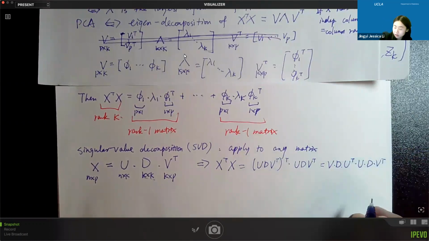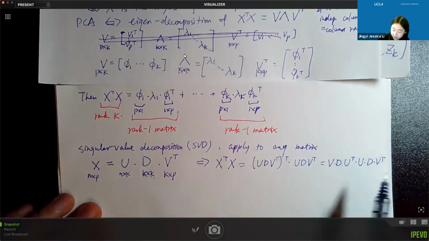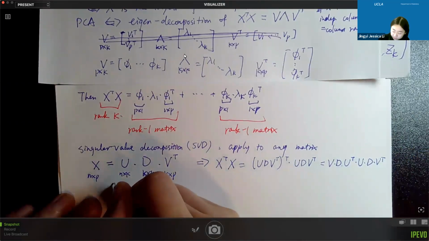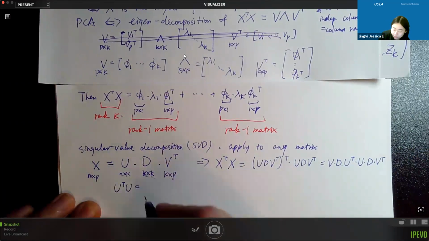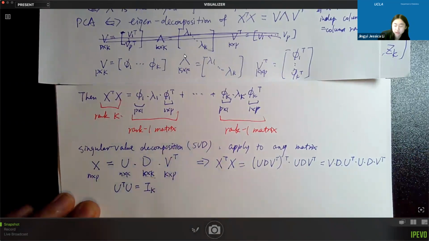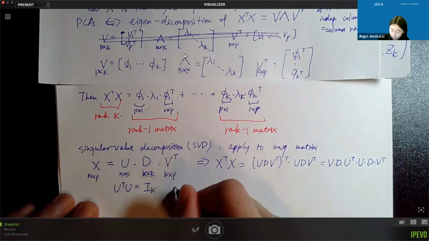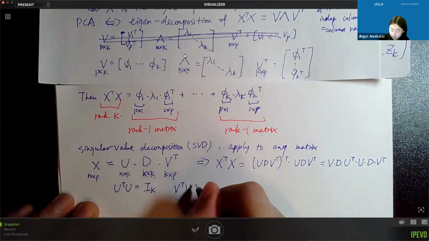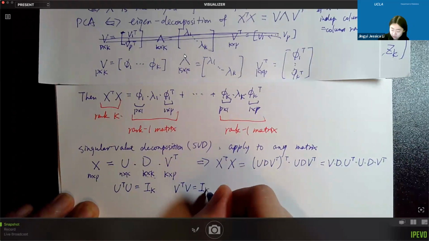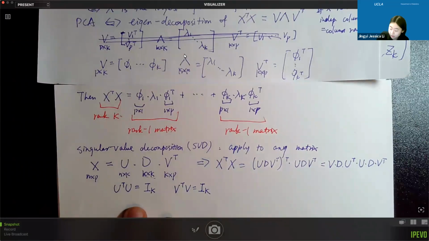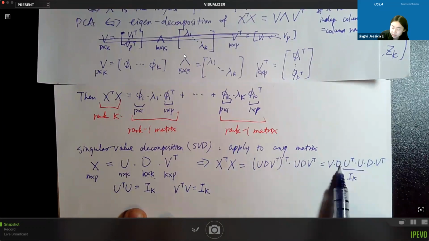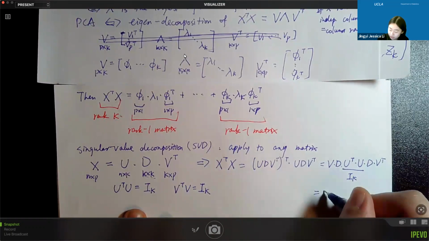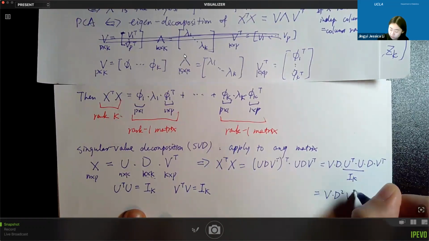Also for the singular vectors, we have some nice properties. U transpose U for the left singular vectors is a k-dimensional identity matrix, and V transpose V is also a k-dimensional identity matrix. So we have those nice properties, and the identity can go away. D times D is the diagonal matrix squared. So I get V D squared V transpose.